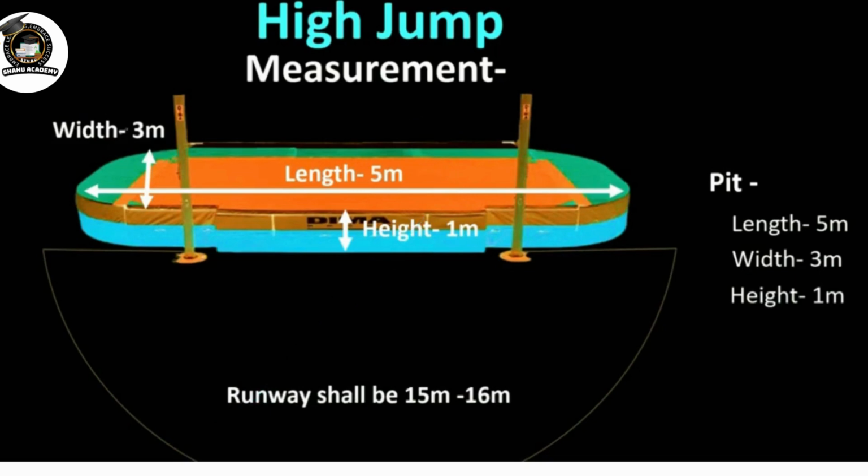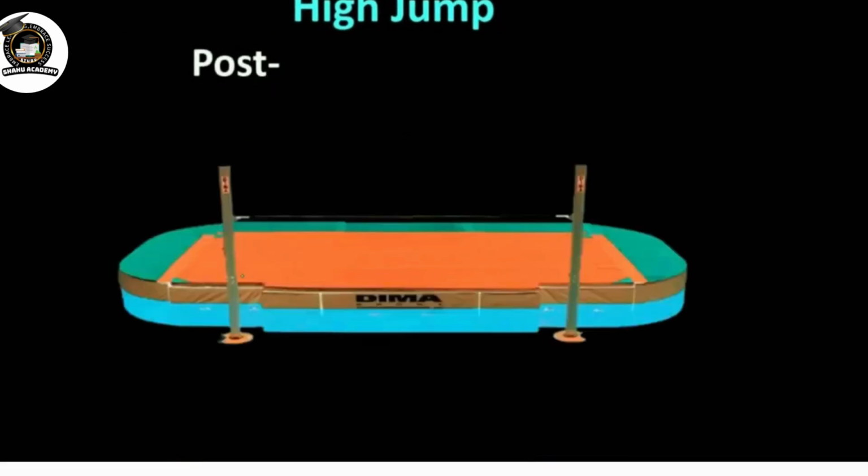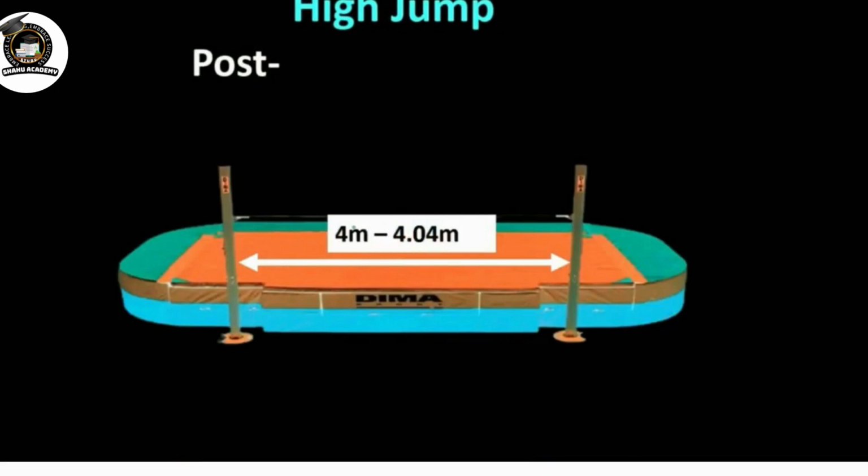The player will come running from here, and over this bar he will jump and land on top of this matted area, and you can see this post and the crossbar. We also see how much is the distance from one post to another post. It should be from 4 meters to 4.04 meters, and you can see it here.